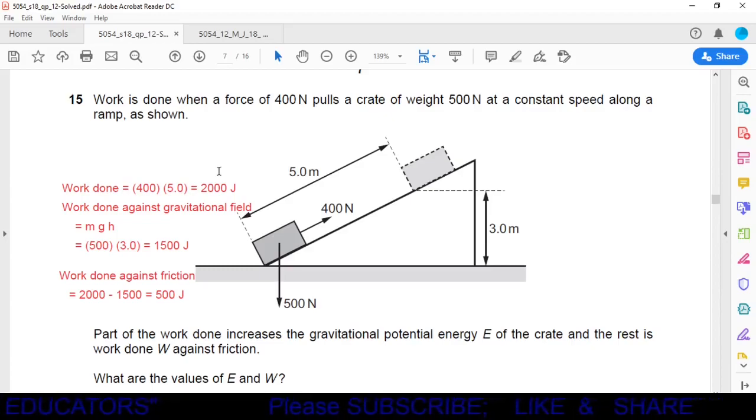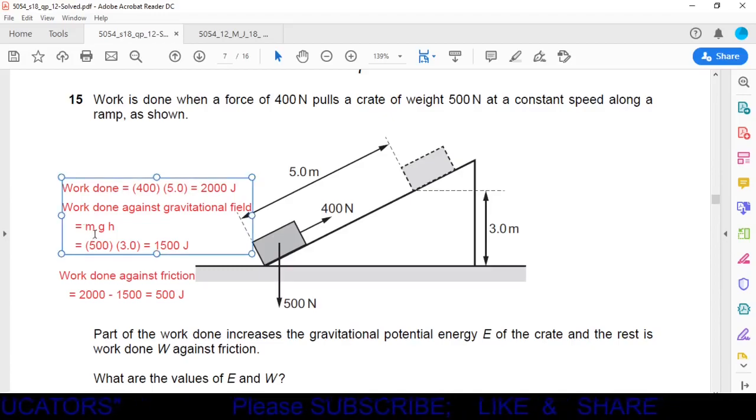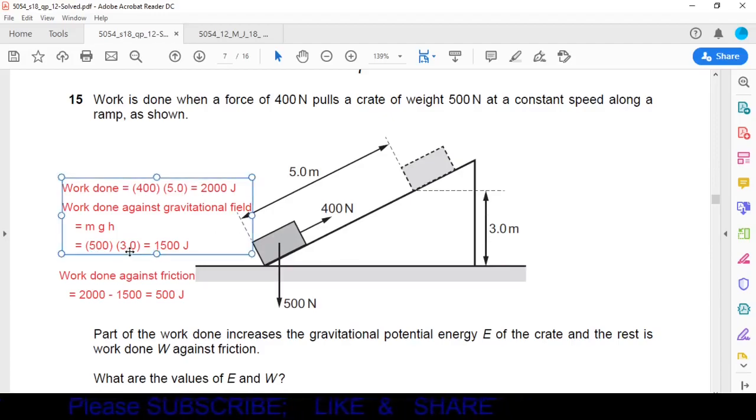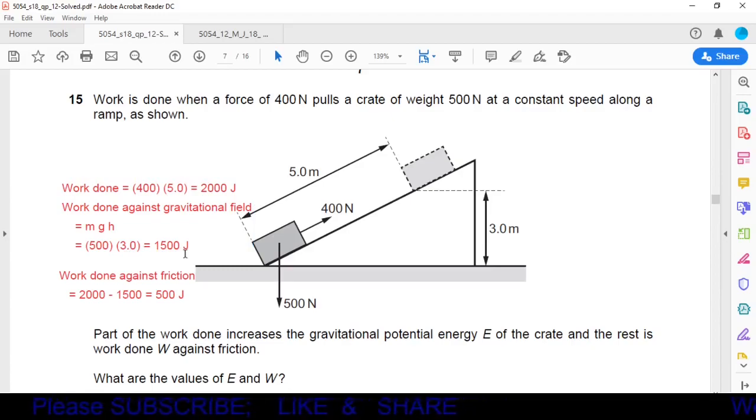Now we calculate the change in gravitational potential energy. Gravitational potential energy is given as mgh. Here m is for mass, g is for gravitational field strength and the product is weight. Weight of the object is 500 Newton. So mg will be equal to 500. Now the height is increased 3 meter. The result will be 1500 joules. So potential energy is increased 1500 joules.